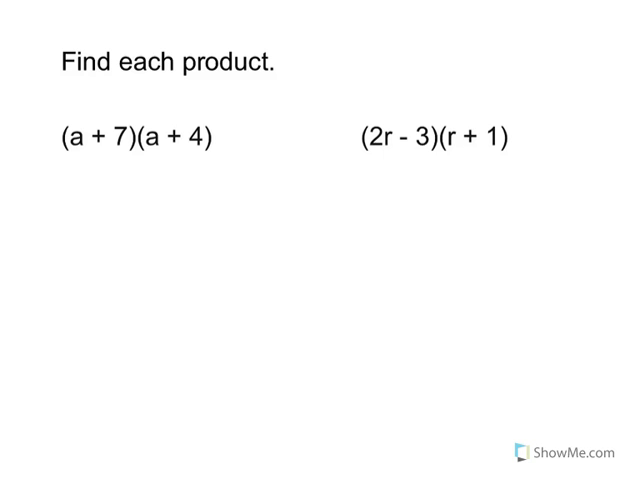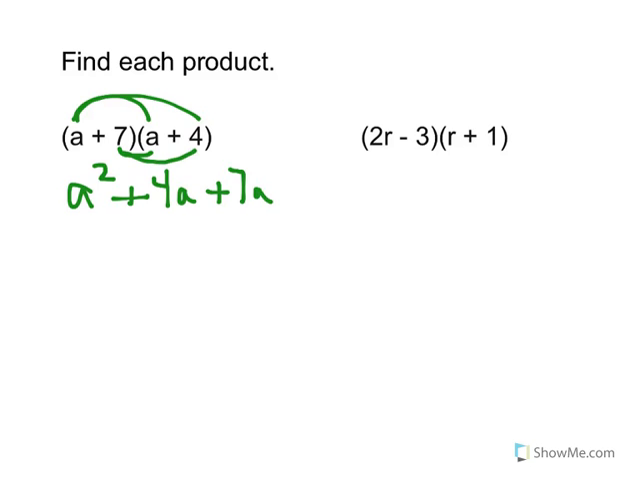Well, if you do that, we're going to take a times a, which is a squared. We're going to take a times 4, which is positive 4a. We're going to take 7 times a, which is positive 7a, and then we're going to take 7 times 4, which is positive 28. So ladies and gentlemen, when you're done with that, you notice there should be 4 terms there, and then all you have left to do is combine like terms.